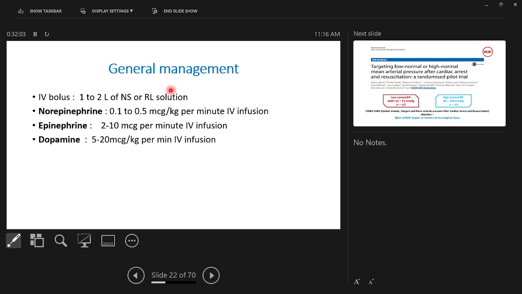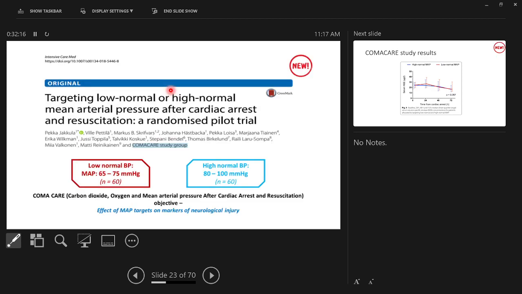Then we can titrate to a maximum dose of 15 ml per hour. The dose of epinephrine will be 2 to 10 microgram per minute IV infusion. And in case of cardiac infarction, we can start dobutamine or dopamine. The dopamine dose will be 5 to 20 microgram per kg per minute IV infusion.